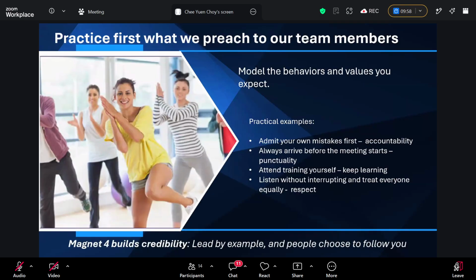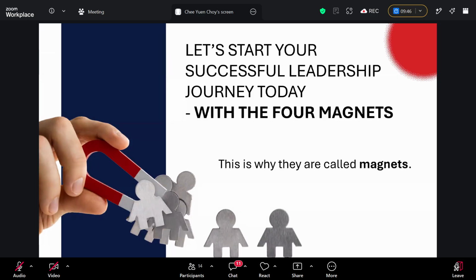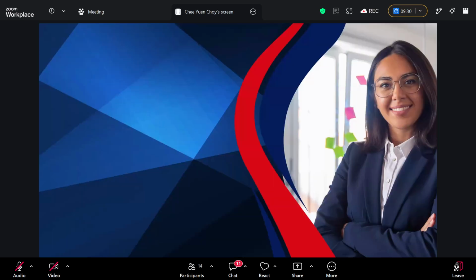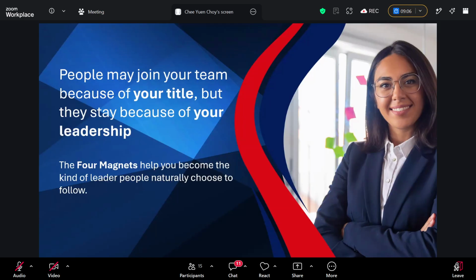So magnet 4 is credibility as a leader, leading by example, and people choose to follow you. And this is what we want. Let's start to use these 4 magnets. Actually, this is why they are called magnets, because when you apply these 4 methods to deal with your members, each one of these magnets strengthens the relationship together with great leadership, then people will follow you. People join you not because of your title. They join you because maybe you're a good company, you have a high ranking, but they will stay with you because of your good leadership. So the 4 magnets will help you become a kind of leader people naturally want to follow.